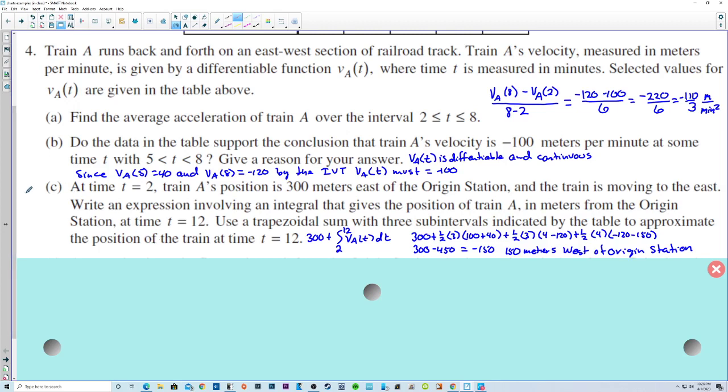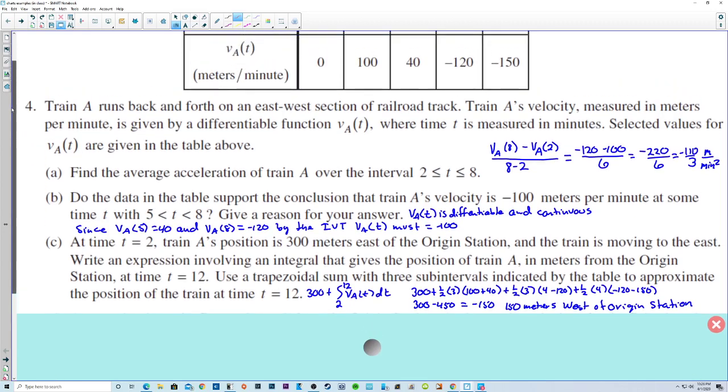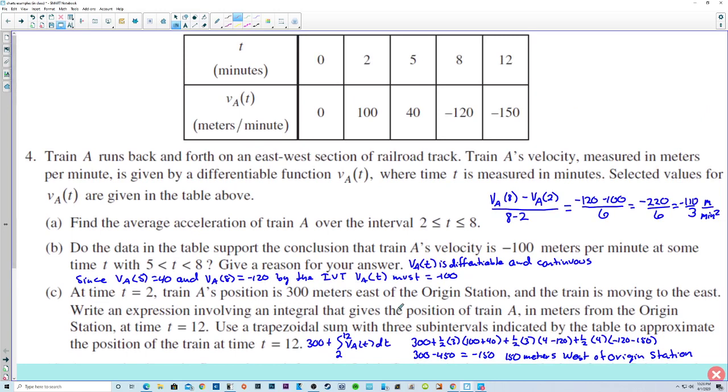So we're using trapezoidal sum, so we need trapezoids. Let's take a look at the chart here. Let's get it back on the screen. Now we're starting at 300, and then we have 1, 2, 3 trapezoids. Now from 2 to 5 is 3 units, 5 to 8 is 3 units, and 8 to 12 is 4 units. So that's where we get this 3, 3, and 4.